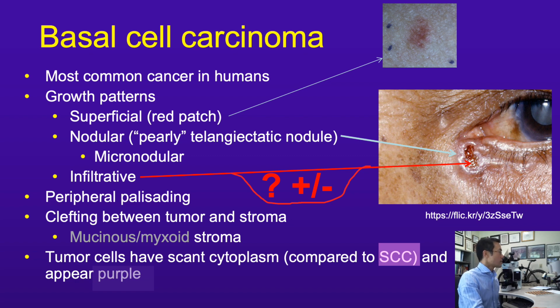And in contrast to squamous cell carcinoma, where the tumor cell cytoplasm is more or less eosinophilic or pink, the tumor cells in BCC have relatively scant cytoplasm so that the basophilia of the nucleus predominates, and the overall appearance of the tumor, even from low magnification, is that of more of a purple or basaloid tumor.